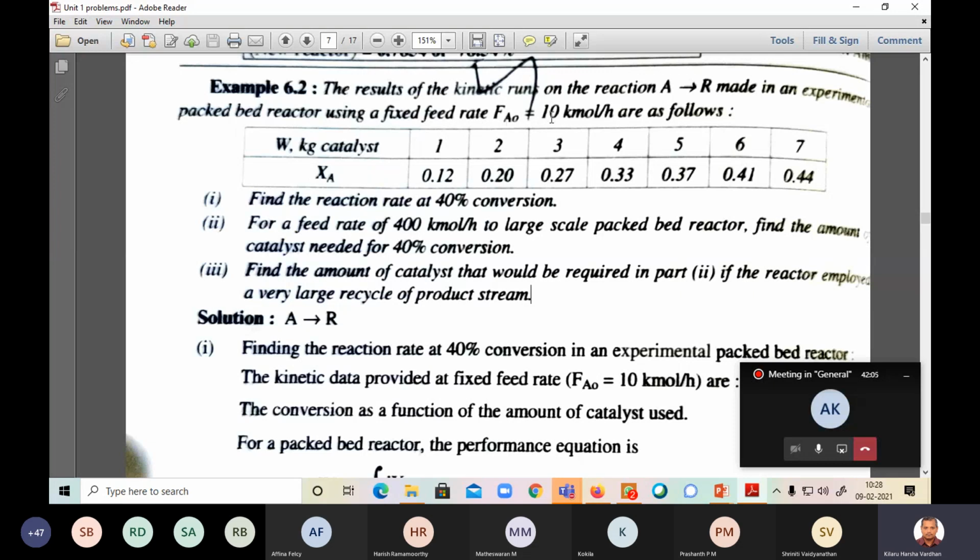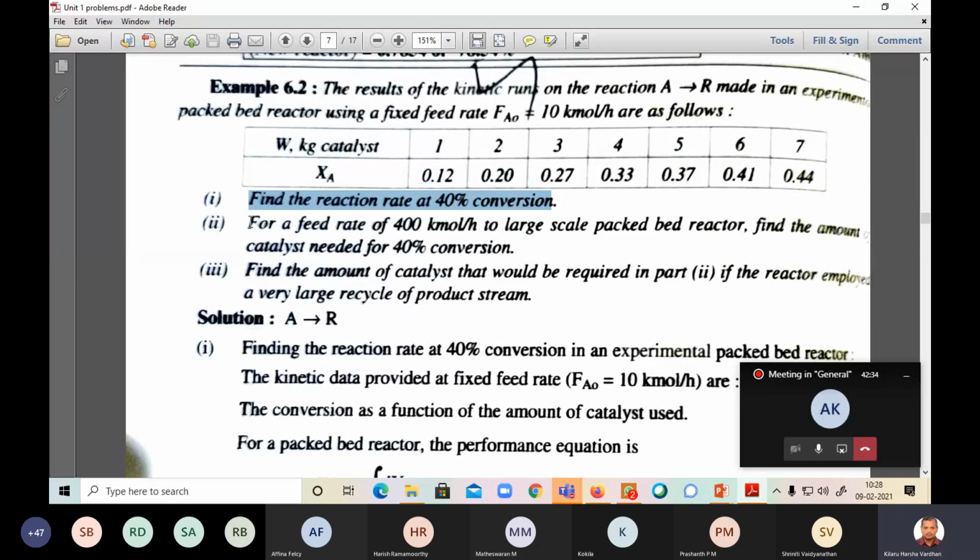FA0 is given as 10 moles per liter. He's changing the amount of the catalyst in kg, and according to that, XA will change. So he's giving XA versus W, right? The experimental data. He's asking you to find the reaction rate at 40% conversion. At a 40% conversion somewhere here, what is the rate of reaction?